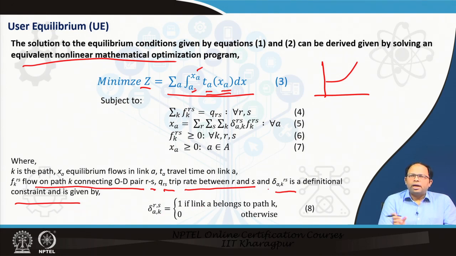So, that means we will keep on adding the links, multiplied by 1 or 0 depending on whether that link is within a particular path or not. And what we are saying is that x_a is always greater than 0, f_k^rs is always greater than 0, and x_a equals the summation over r, s and k of the indicator, where we multiply by whether that link is within that path or not, times f_k^rs, for all r, s and k.